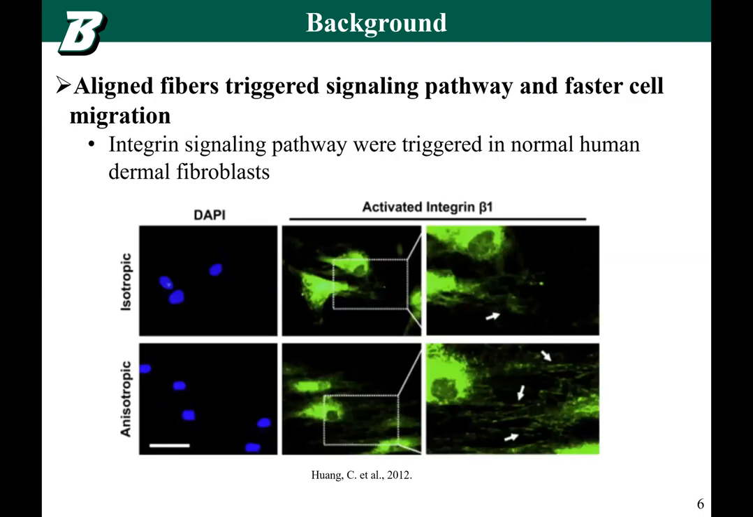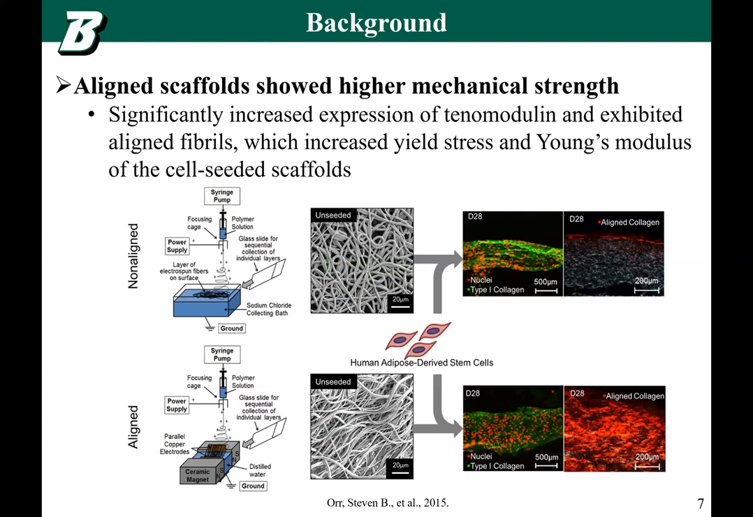We also know that aligned fibers can trigger signaling pathways and faster cell migration. Based on this research, we see integrin signaling pathways were triggered in normal human dermal fibroblasts when we are fabricating aligned fibers. Aligned fibers can also show higher mechanical strength since they are all aligned in one direction.